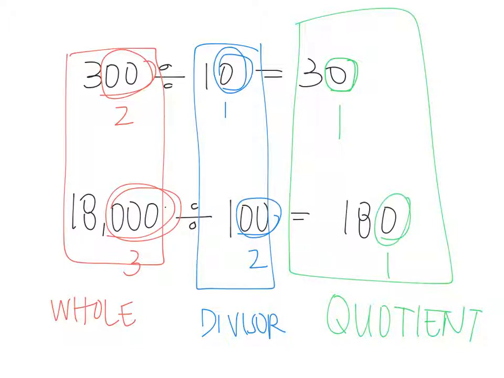We can see how many multiples of 10 or how many zeros are in the whole and take away or cross out however many zeros are in the divisor, and that will tell us how many zeros or how many multiples of 10 need to be in the quotient. Do you see that? So because 2 minus 1 equals 1 and 3 minus 2 equals 1. Do you see that? Okay.